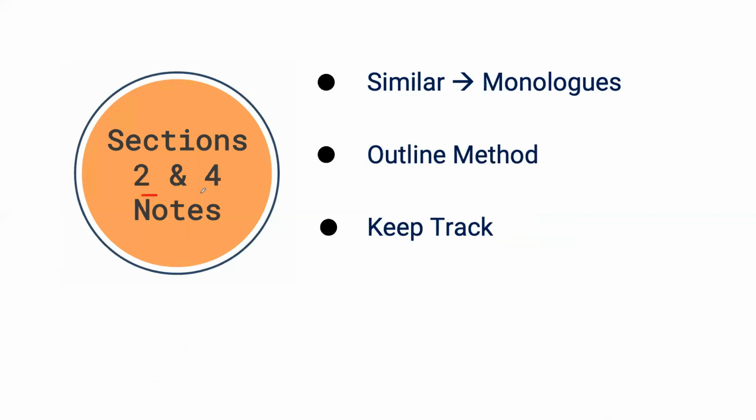Now, sections 2 and 4 will have a different note-taking system. Again, these 2 sections are similar in that they both have monologues, even though the difficulty level and the topics are different. Since these are monologues with only one person speaking, you won't necessarily have to keep track of different speakers. So you should be using the outline method in order to keep track of ideas and key points that the speaker makes. Let's look at an example here.